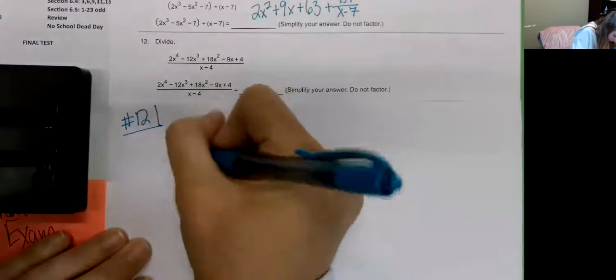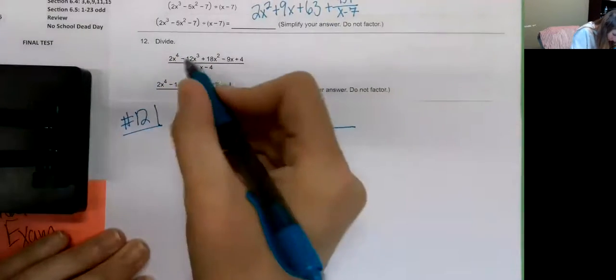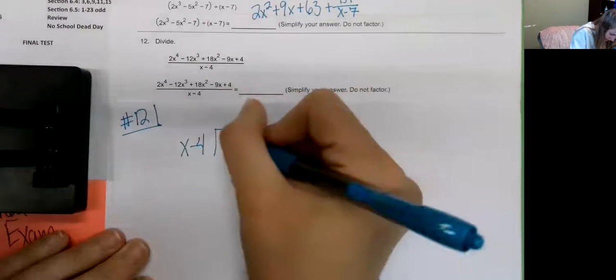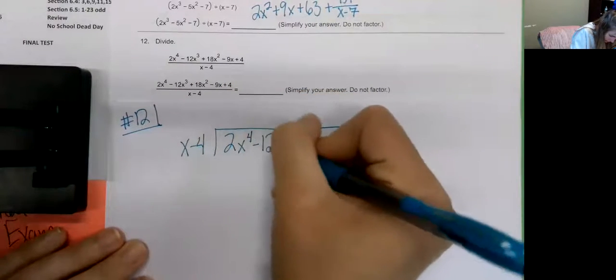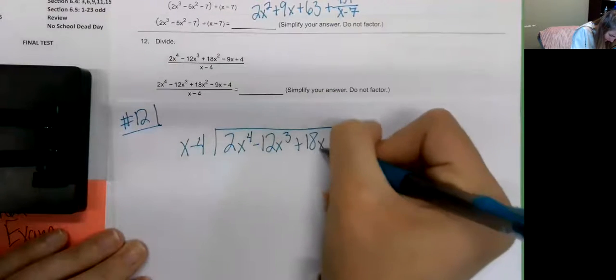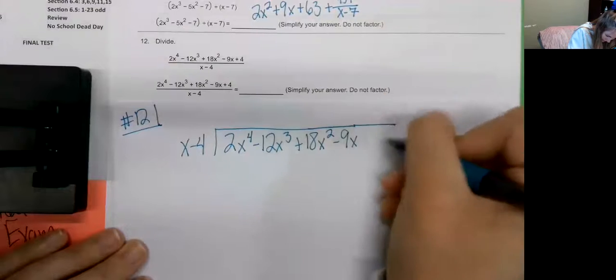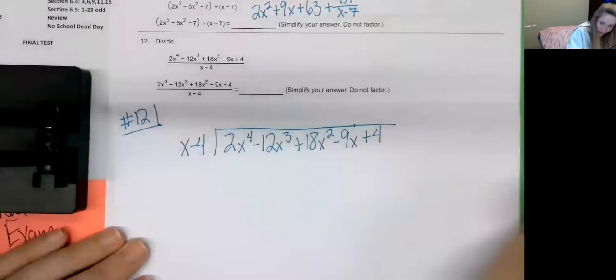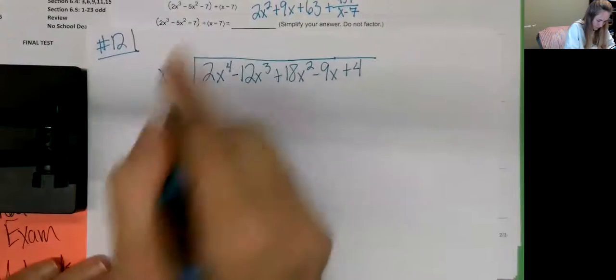So we have x subtract 4. And we make 4, 3, 2, 1. This was going to be a big one. 2x to the 4th power. Subtract 12x cubed plus 18x squared. Subtract 9x plus 4. Oh, okay, let's math.